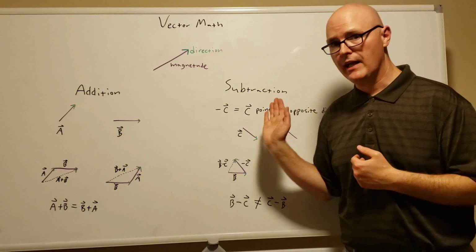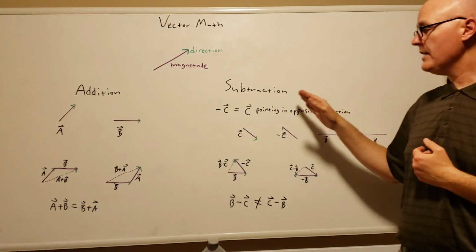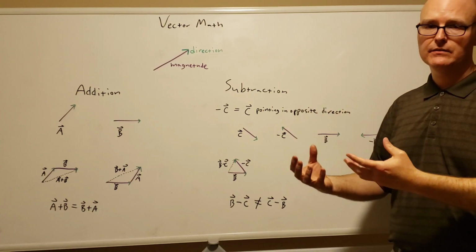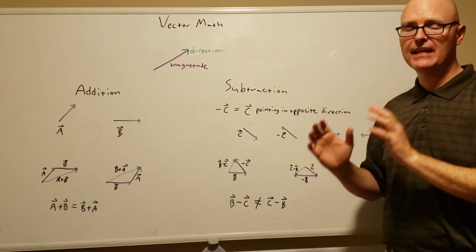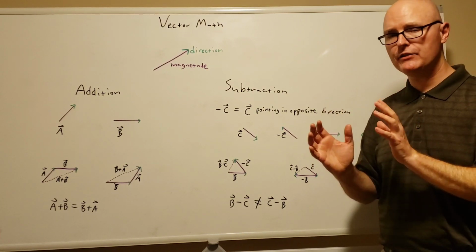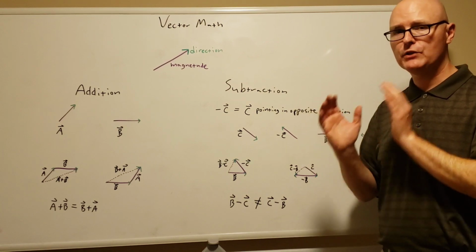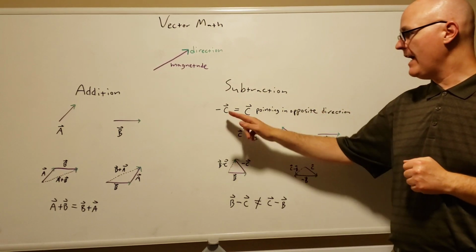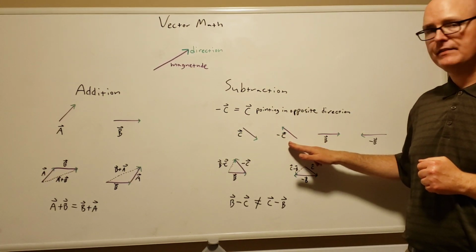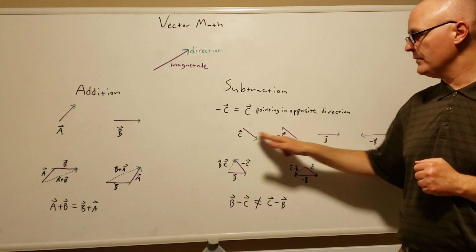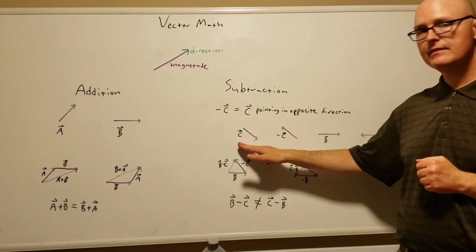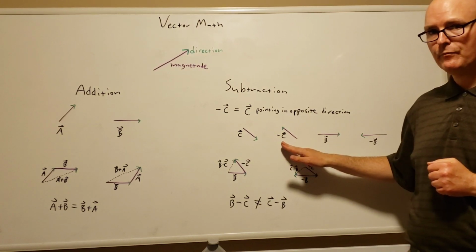So let's look at subtraction now. I'm adding the negative vector, right? Subtraction, I'm just adding the negative vector. So what is the negative vector? Negative vector has the same magnitude as the positive vector, but it's going in the opposite direction. So if I have a C vector, negative C has the same magnitude, but exactly the opposite direction. So if this is C, this is negative C.